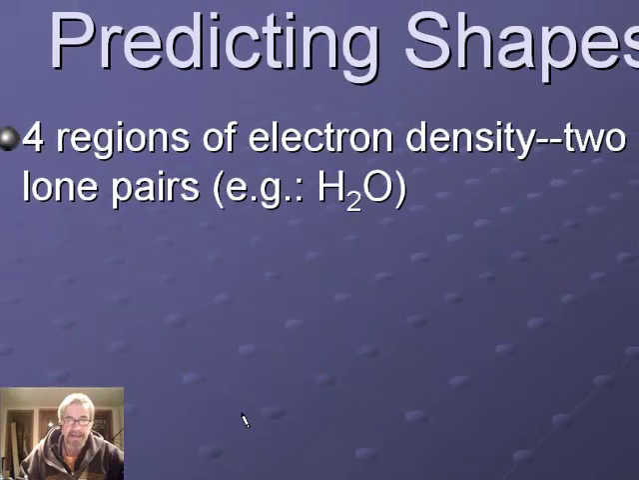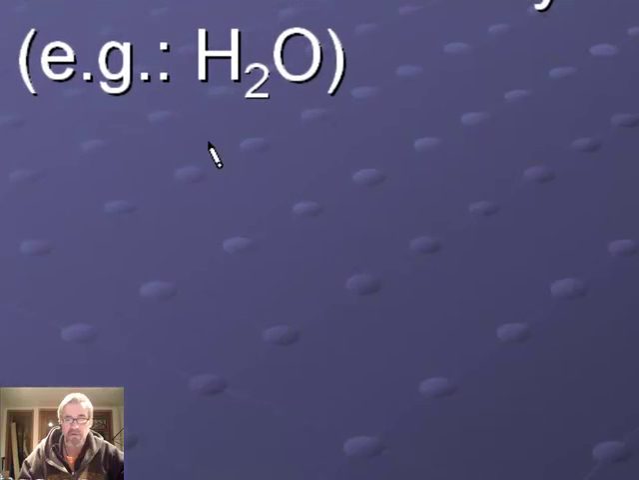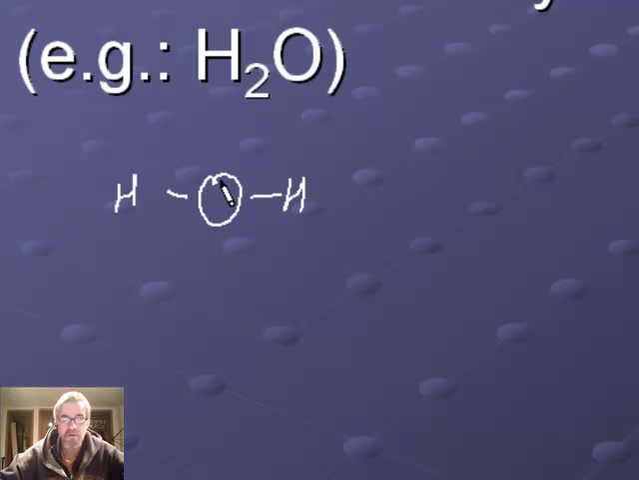4 regions of electron density, 2 lone pairs. We've actually done this shape already. It's oxygen bonded to 2 hydrogens, 2 lone pairs. So 4 regions of electron density, as always, are going to arrange themselves in a tetrahedral fashion. So my O is going to go there. I'm going to have a lone pair here sticking back into the paper, a lone pair here that's sort of sticking out of the paper, and then I have an H here, and an H here.